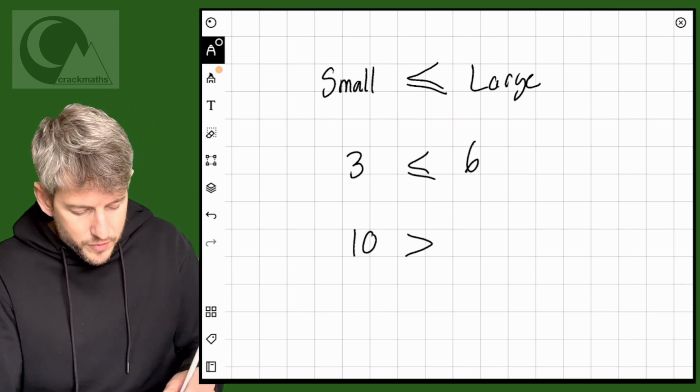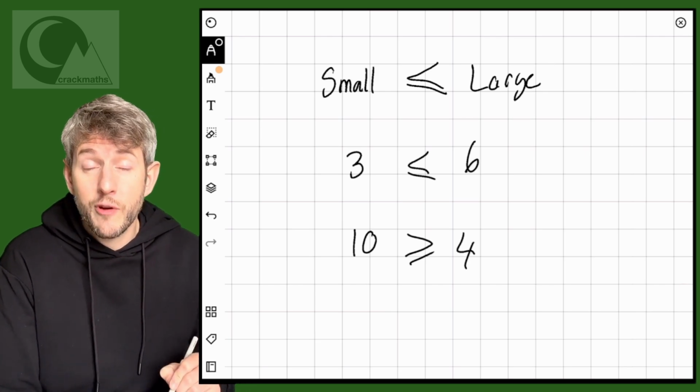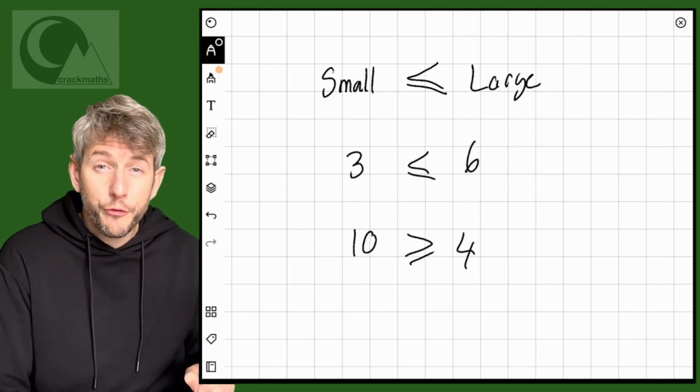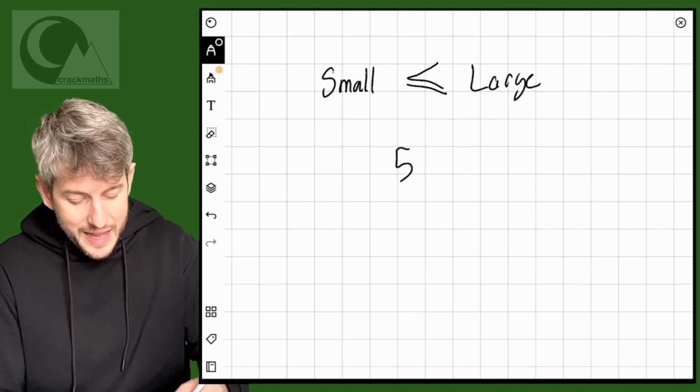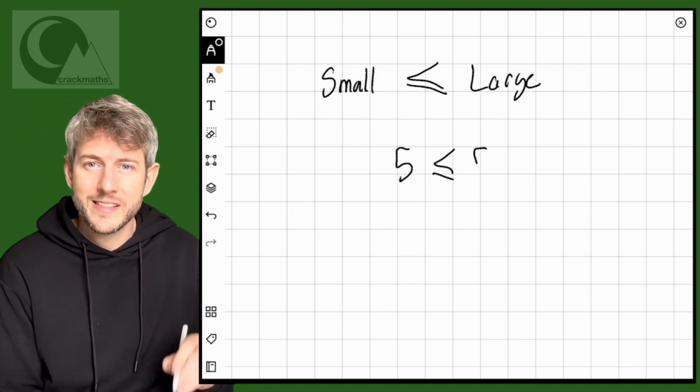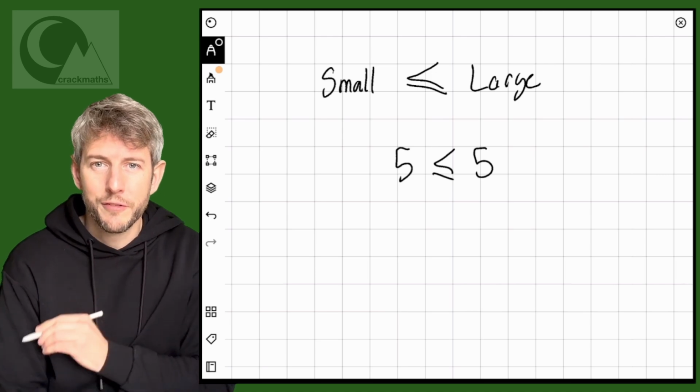I could write something else like this. I could put the big number on this side here. I could say 10 is greater than or equal to 4, or 4 is less than or equal to 10. We can also have something like this: 5 is less than or equal to 5.